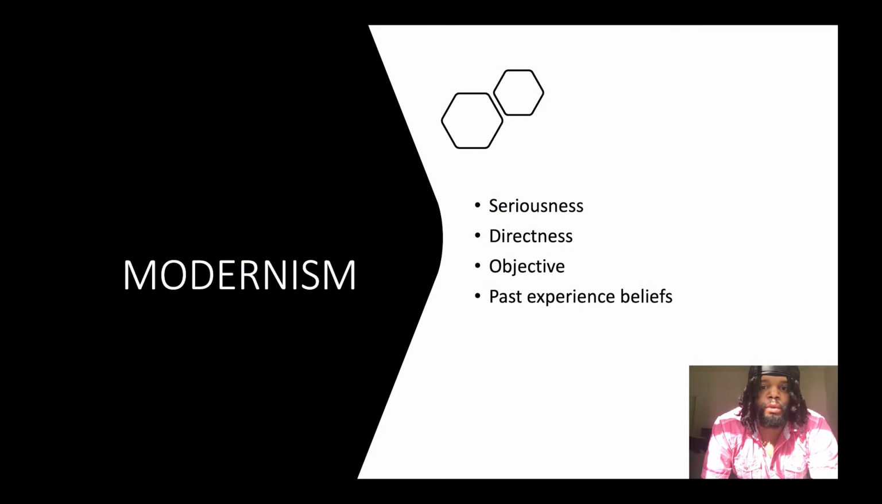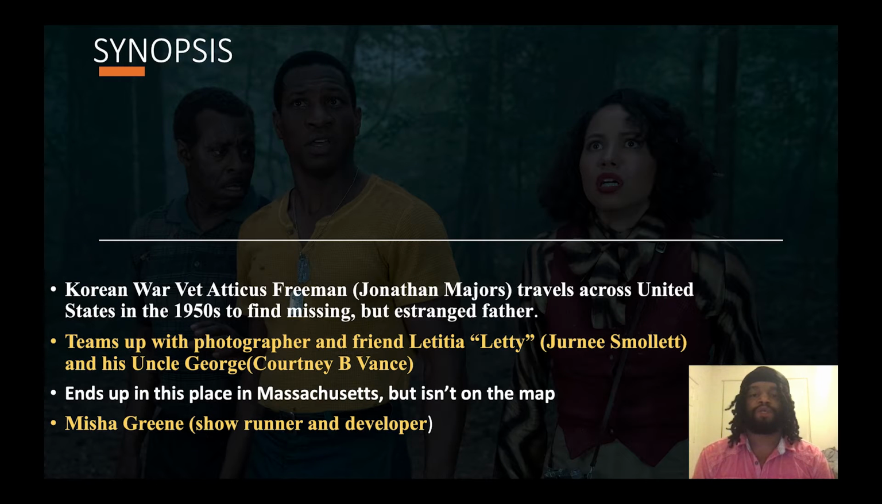Early on in the semester, we covered three important terms as they pertain to Marxist criticism in Chapter 2. Those three things are postmodernism, pre-modernism, and modernism. Based on what we have learned throughout the semester, Lovecraft Country is a modernist show that is serious, direct, and objective. It also believes in its past experiences, but it also deals with the inner workings of consciousness, which was the common topic of discussion as far as the modernism aspect goes. As we shift, we will be talking about the synopsis of Lovecraft Country.